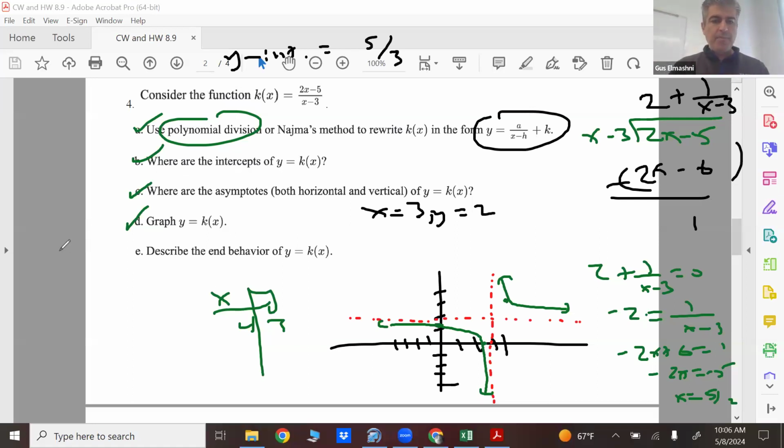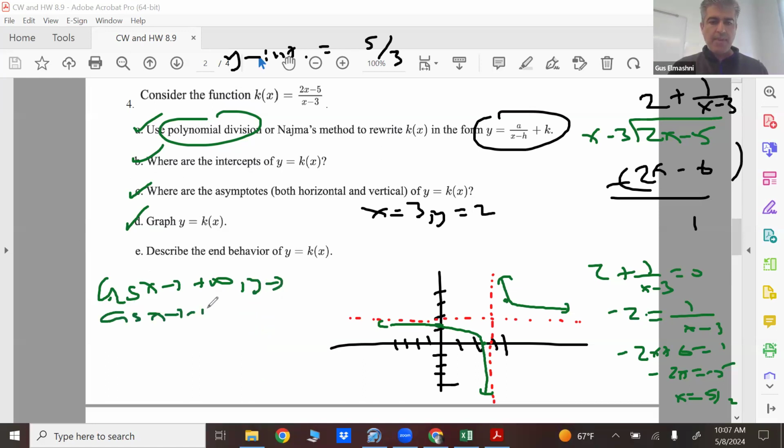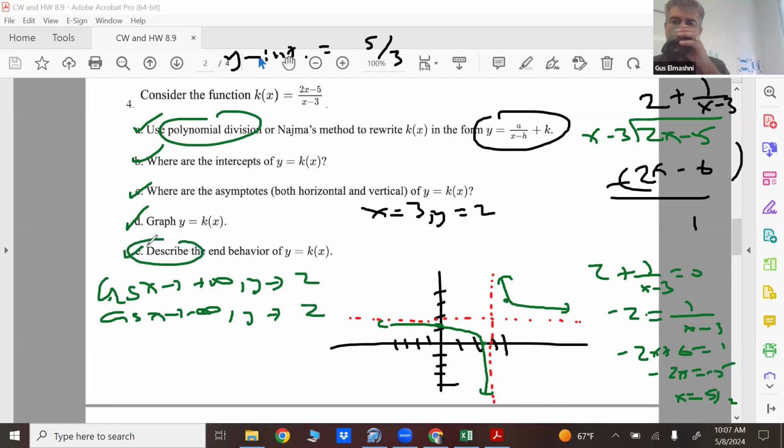Describe the end behavior. Again, I'll actually have a fill-in-the-blank situation for you guys, but I'll basically say this: as x approaches positive infinity, what does y do? As x approaches negative infinity, what does y do? In both cases, they both go towards 2. That's how you describe the end behavior.